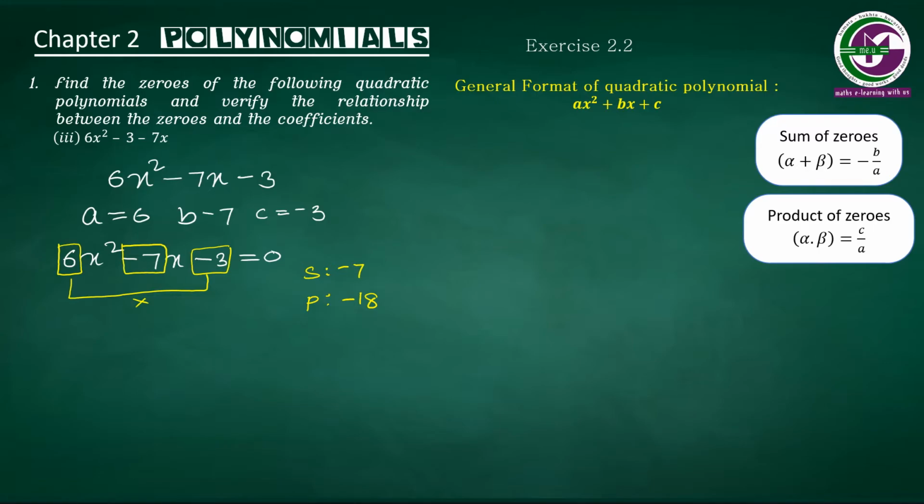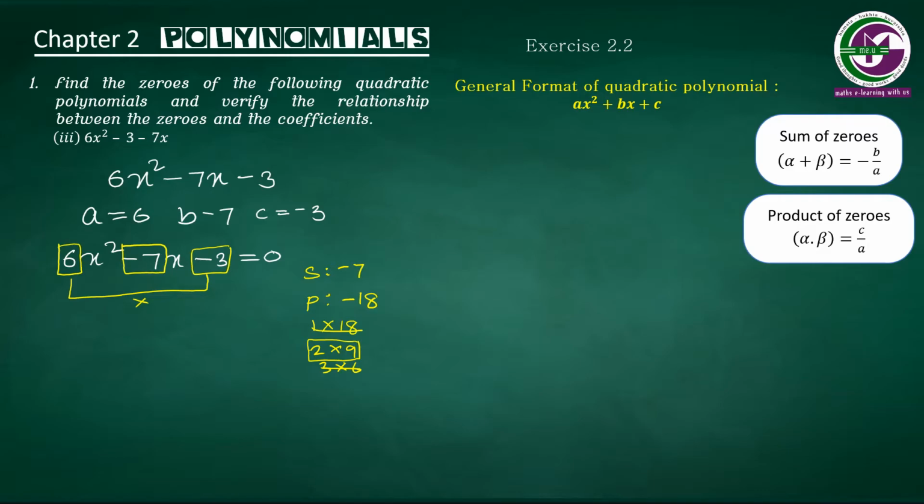Which are the possibilities? 1 times 18, 2 times 9, and 3 times 6 are the possible values, right? To get the product 18. Since the product is negative, one number must be negative and one must be positive. So the sum means the difference. Out of these three, which has the difference 7? So this is the option 2 and 9. So we'll cancel out the other two.